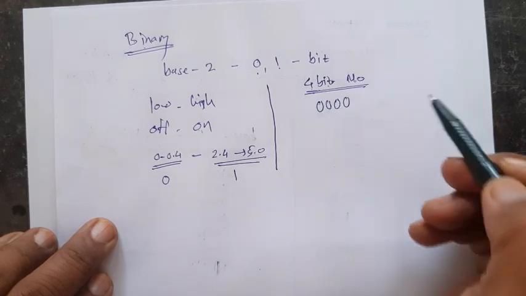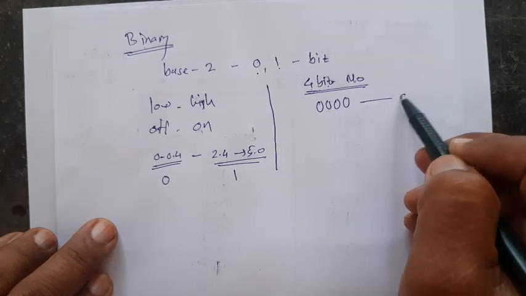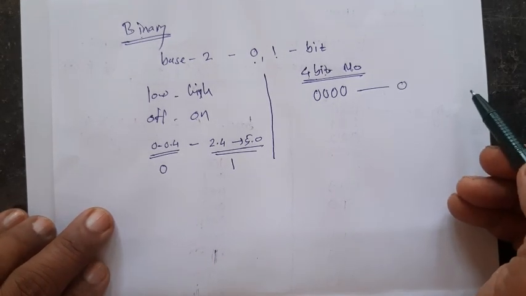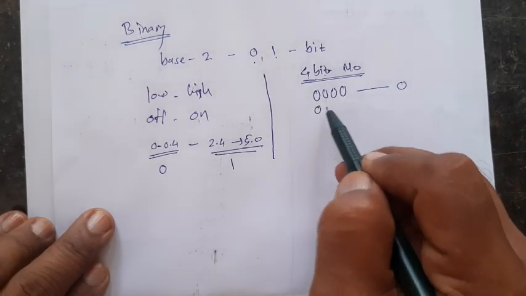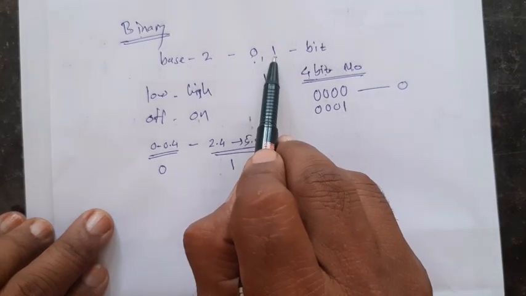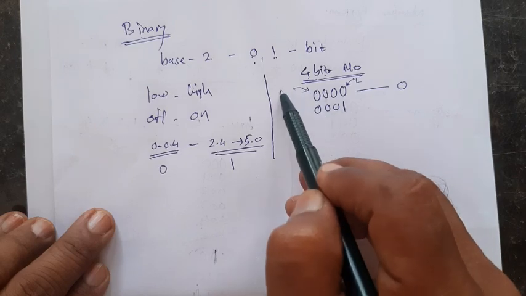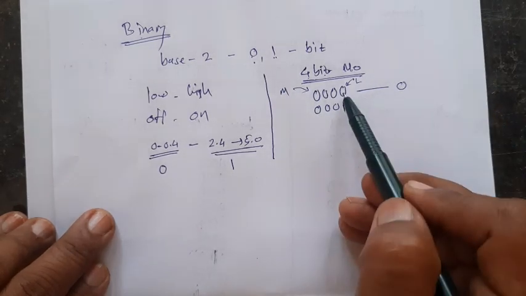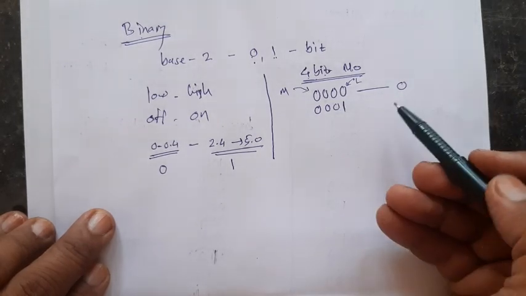The first number is 0000, and obviously the corresponding value is 0. Then what will be the next number for the binary number system, 4-bit number? It will be 0001, because after 0 we will have to increase the least significant bit. Now this is the least significant bit, this will obviously be the most significant bit, and these are the successive higher significance bits.